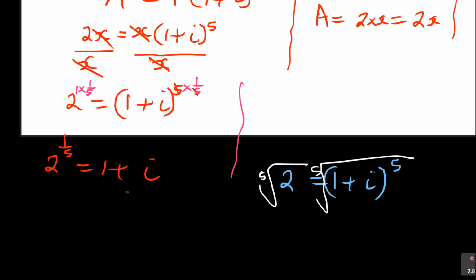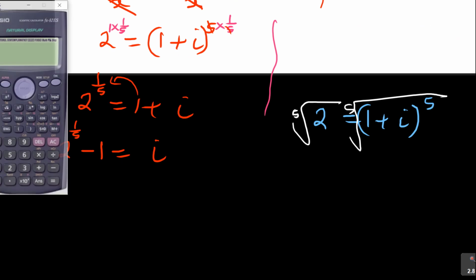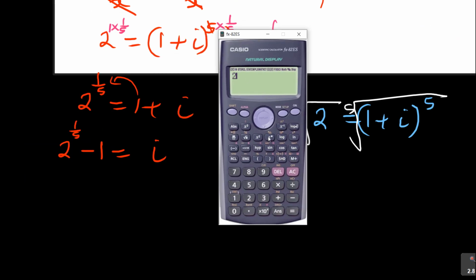Then from there, you know what to do. You don't want this 1, so take 1 to the other side: 2 to the exponent 1 over 5 minus 1 is equal to i. So let's find that. What is it going to give us? 2 to the exponent 1 over 5 minus 1 gives us 0,14869. Because I'm going to do 2 decimal places, I need 4 here.